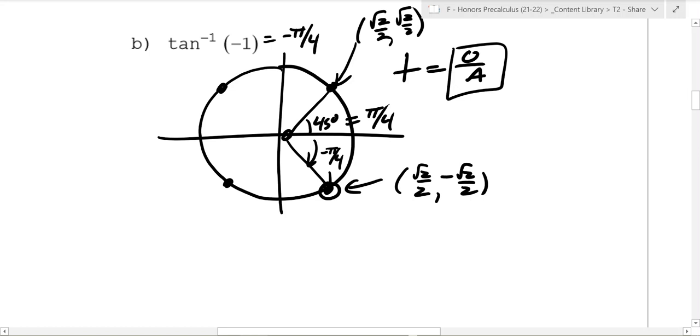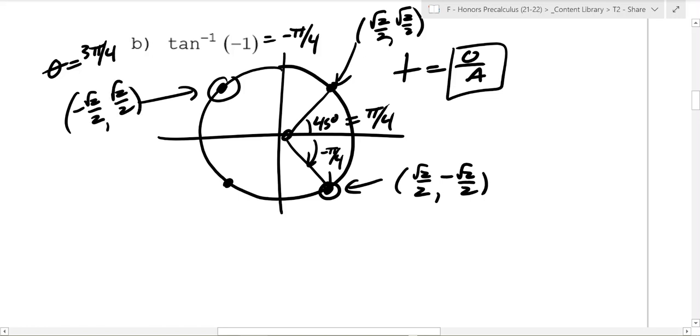You'll note there is another possible answer here, potentially. So this is positive and positive. What about this coordinate right there? That's when theta is equal to 3 pi over 4, which is 135 degrees. And that's negative root 2 over 2 comma root 2 over 2. That is another possible answer. So you actually have 2 possible answers for this one right here.